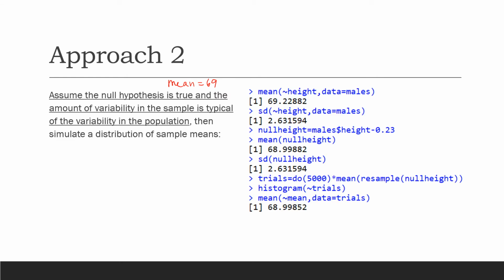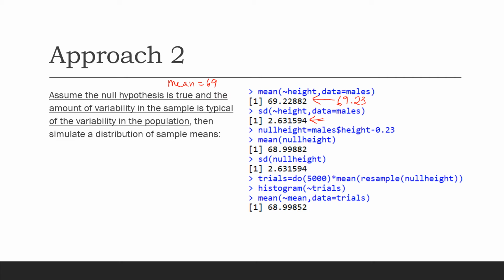Then I can simulate a distribution of sample means, and I'll show you the R code that I'm using to do this. So first of all, I'm looking to see in the data set of all males what the mean is. Right here, the mean is approximately 69.23, the mean height among the males in the data set. And then here is the standard deviation among the males in the Galton data set.